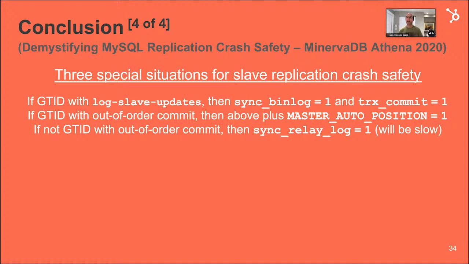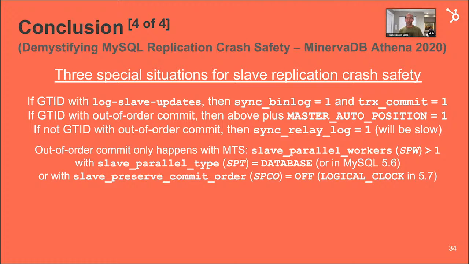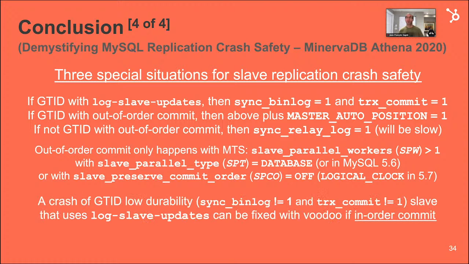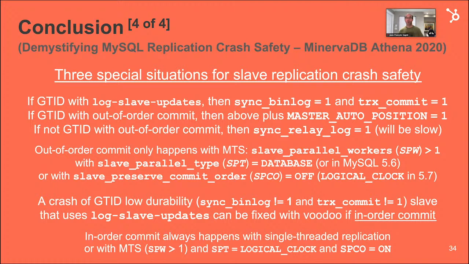And if you're running out of order commit without GTID, then you need sync_relay_log=1, and it will be slow. So this is what I mean by out of order commit. You can read the description. You can use the voodoo trick if you're doing in order commit with GTID and sync_binlog=0, trx_commit=2. And in order commit will happen in this case.